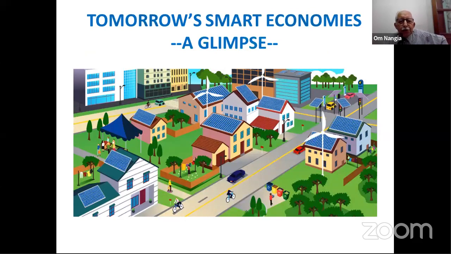This is just a glimpse of tomorrow's smart economy, how India can be. So nice and beautiful everywhere: green energy, wind energy, solar energy, greenery. So this is what our children can hope for.